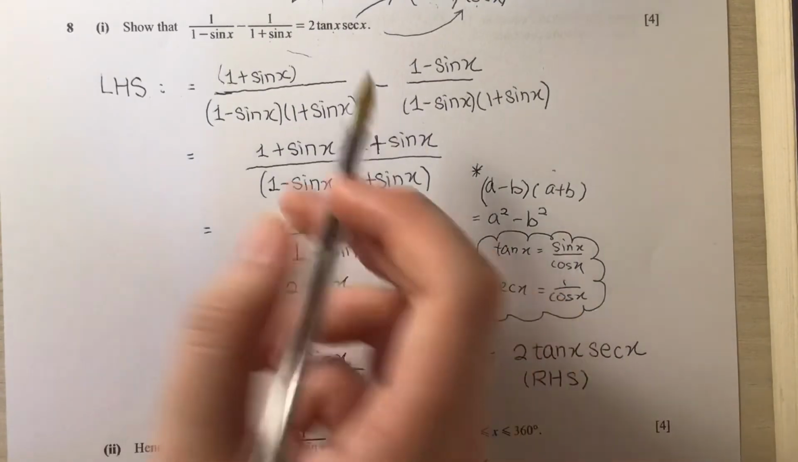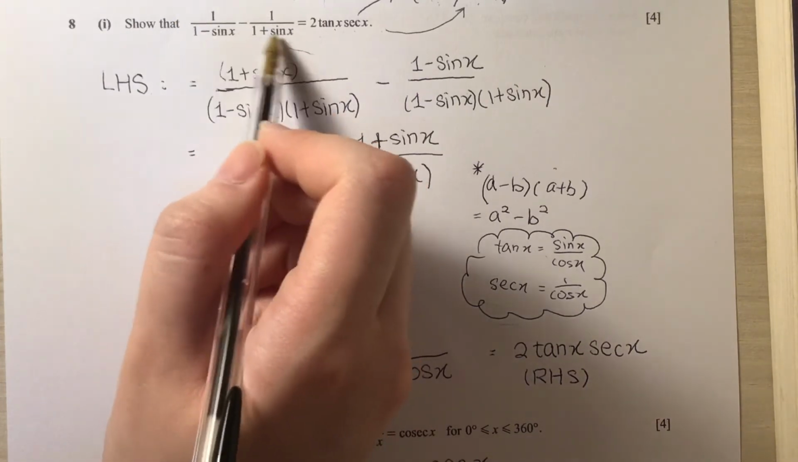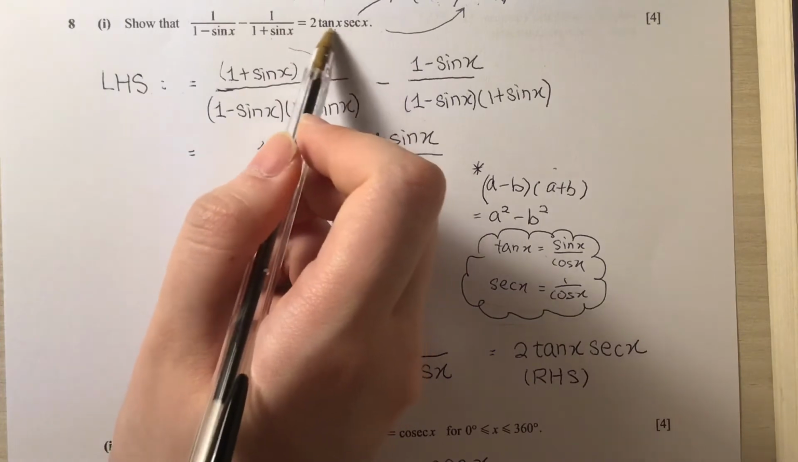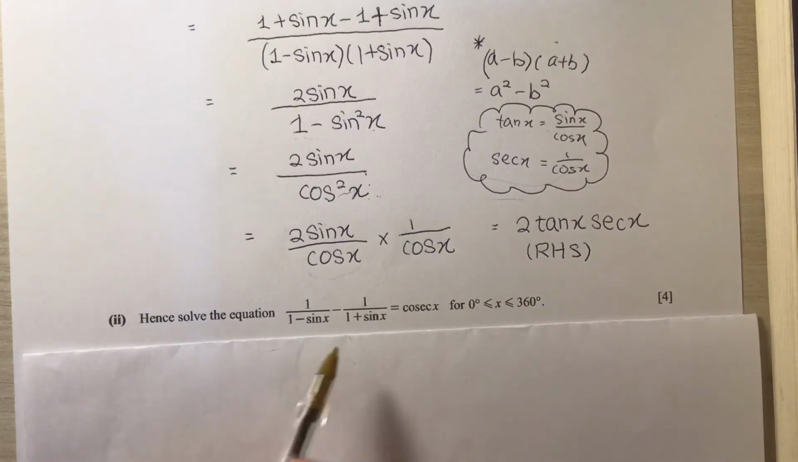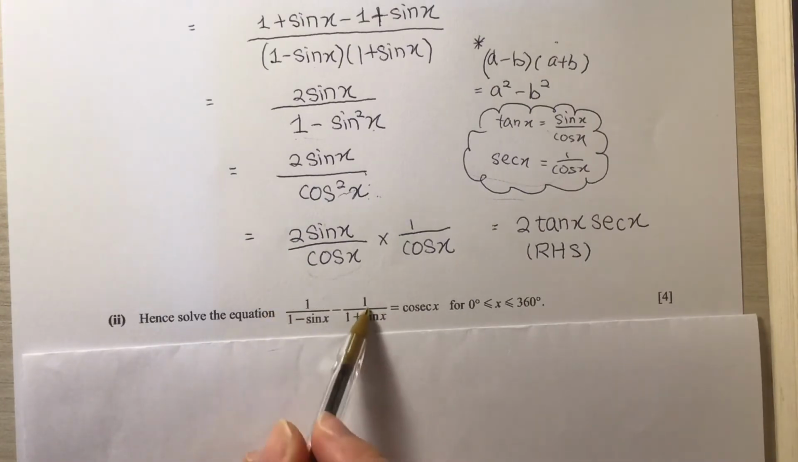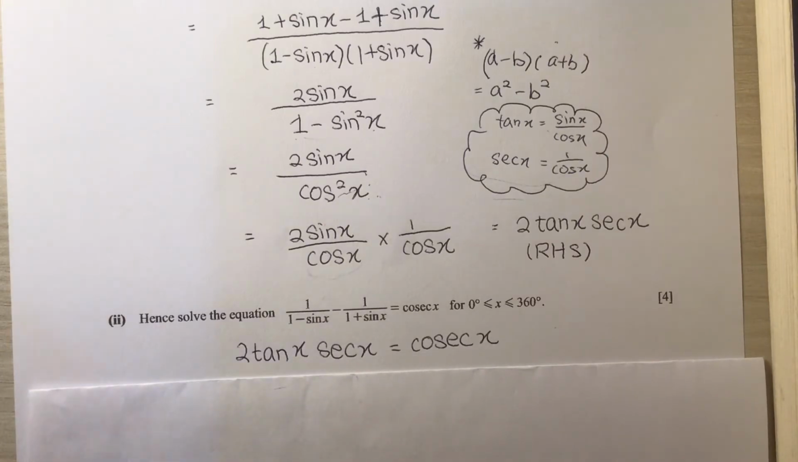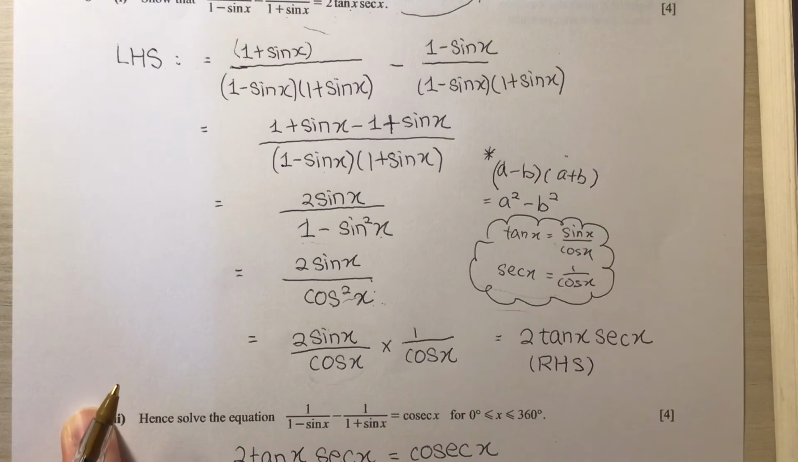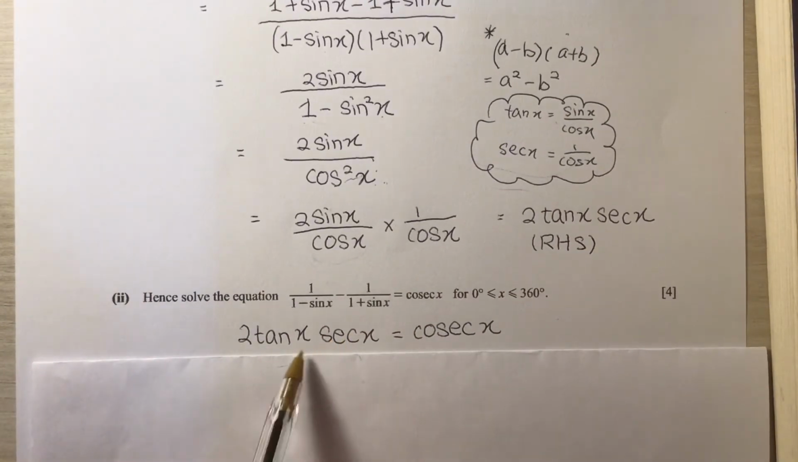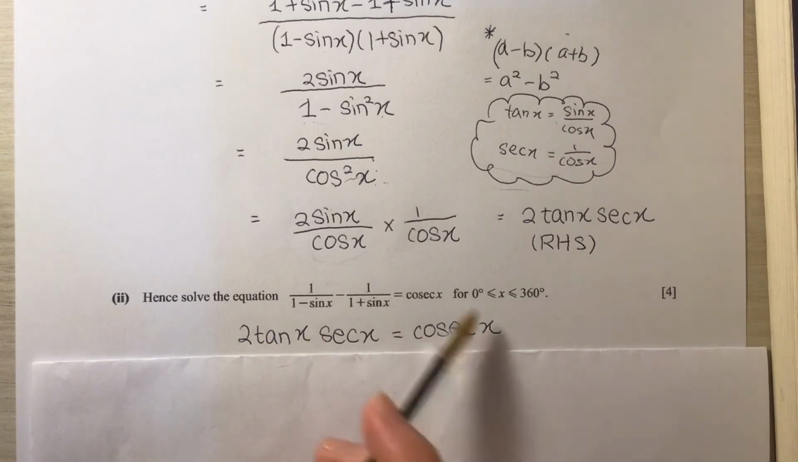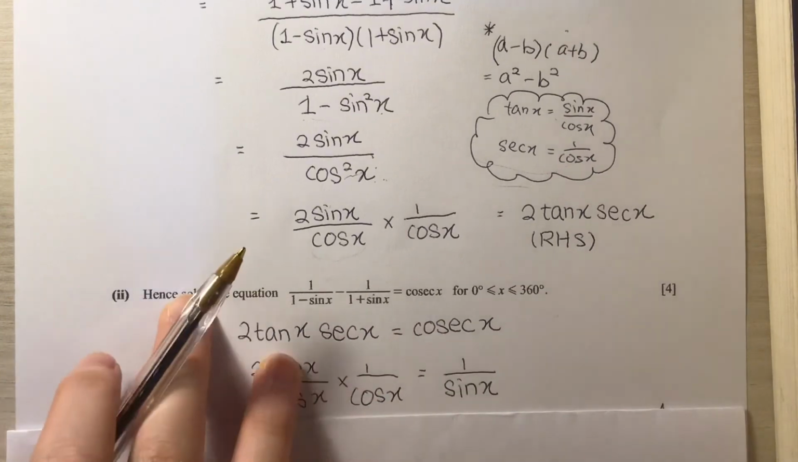And since we have found that this equation that involves two different fractions can be rewritten as 2 tangent x and secant x, hence we know that actually this equation over here is equal to 2 tangent x secant x. So we may rewrite it in this form because all of them equal each other. But in the second part here, we don't have to show the examiner how we get from here to cosecant x, because they already tell us they are equal.